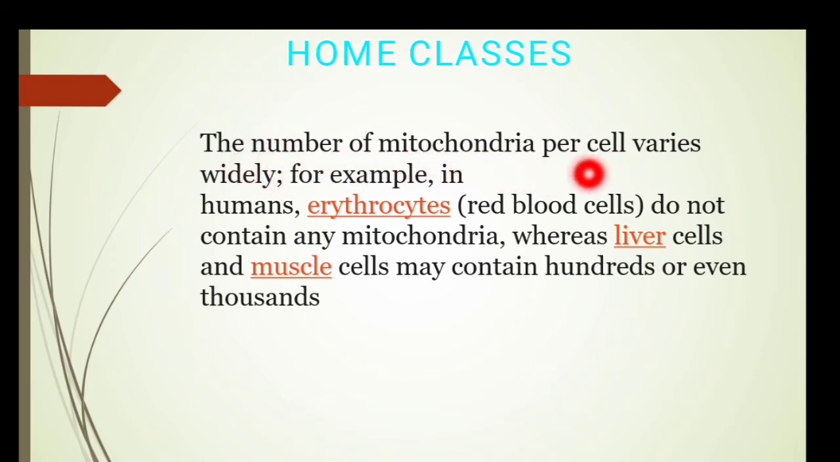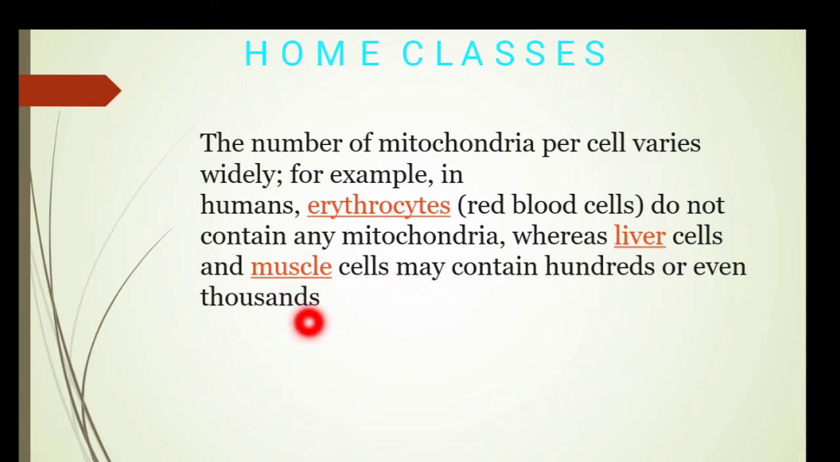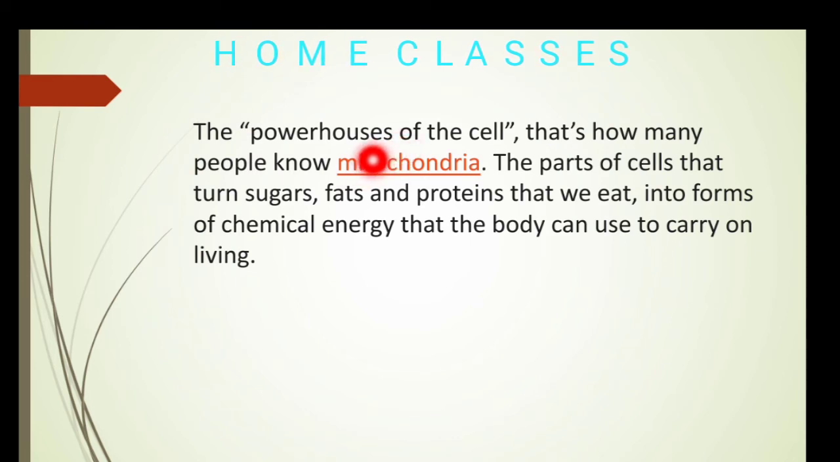The number of mitochondria per cell varies. For example, in humans, red blood cells, or erythrocytes, do not contain any mitochondria, whereas liver cells and muscle cells may contain hundreds or even thousands of mitochondria. The powerhouses of the cell. Why are they called powerhouses? Because the number of mitochondria present in the cell may vary. That's how many people know mitochondria.